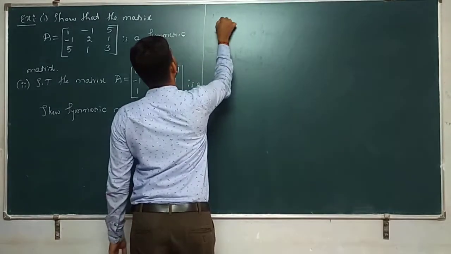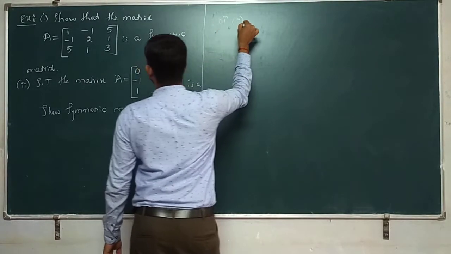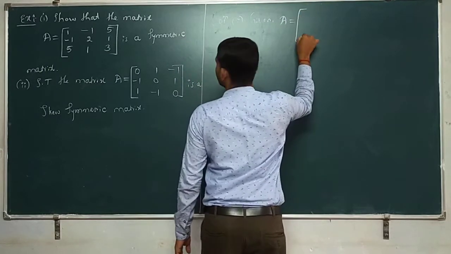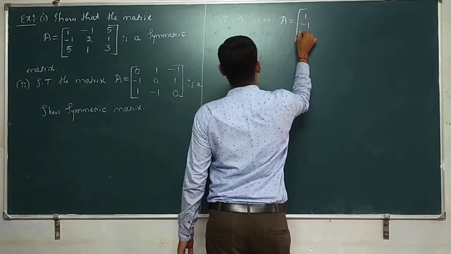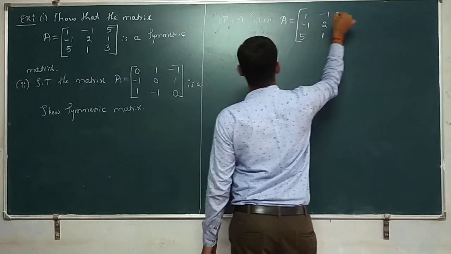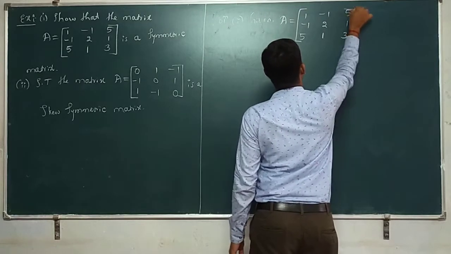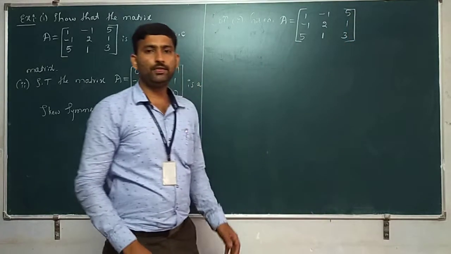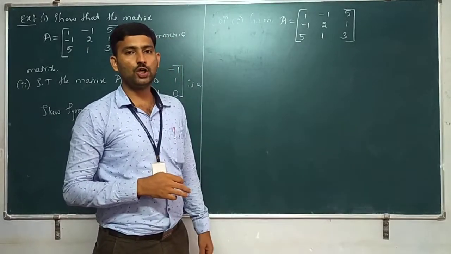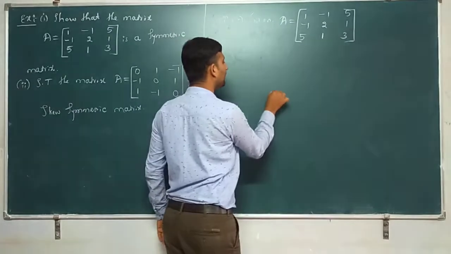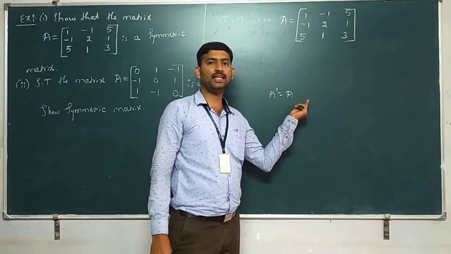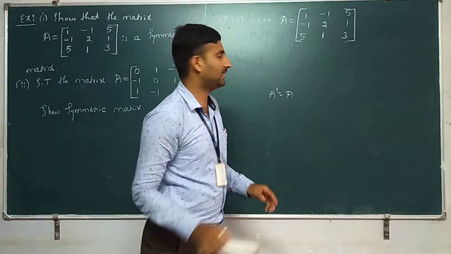Solution 1. Given A is equal to 1 minus 1 5, minus 1 2 1, 5 1 3. What is our job? Our job is to show this matrix is symmetric. What is the definition of symmetricity? A symmetric matrix is nothing but A dash is equal to A. Correct? If A dash is equal to A, then we say that the given matrix is a symmetric matrix.